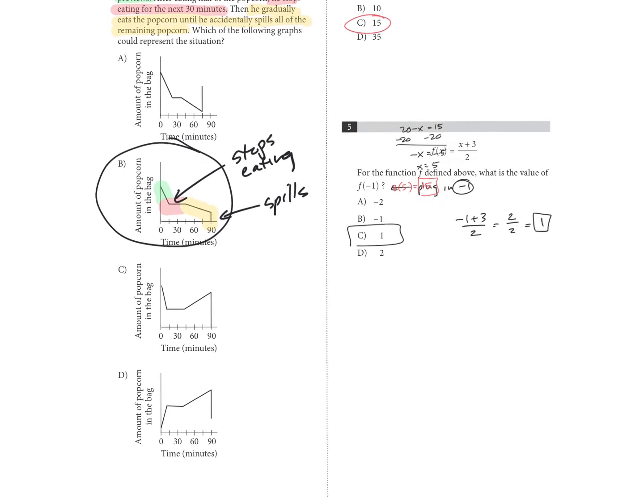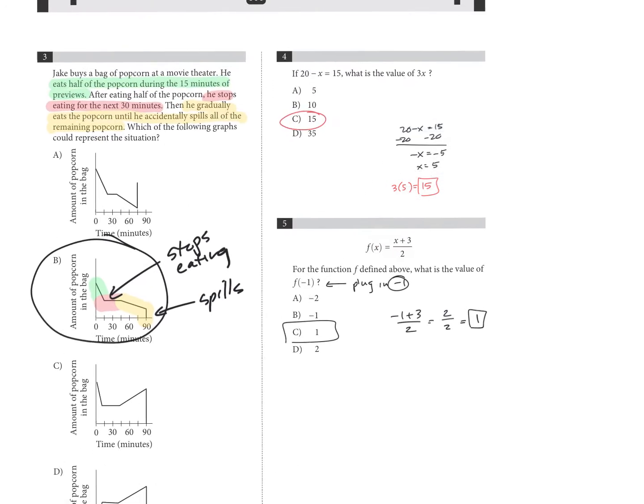Like in C and D, both of those talk about the amount of popcorn in the bag increasing, which makes no sense, right? So the amount of popcorn in the bag should be decreasing the entire time, simply because he's eating it or not eating. He's eating it, stops, and then starts eating it, yet the amount of popcorn in the bag should not go up. So that's what happens in both C and D. So it's B.